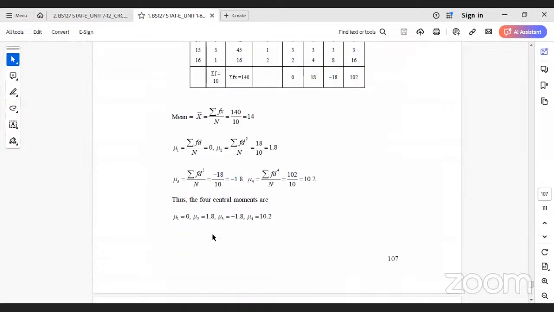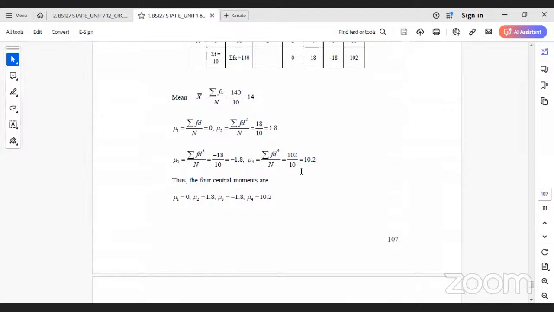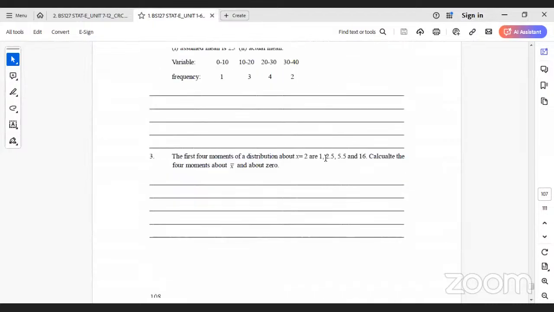So therefore mu1 is equal to 0, mu2 is equal to 1.8, mu3 is equal to -1.8, mu4 is equal to 10.2. Clear? క్లియర్ Yes, sir.